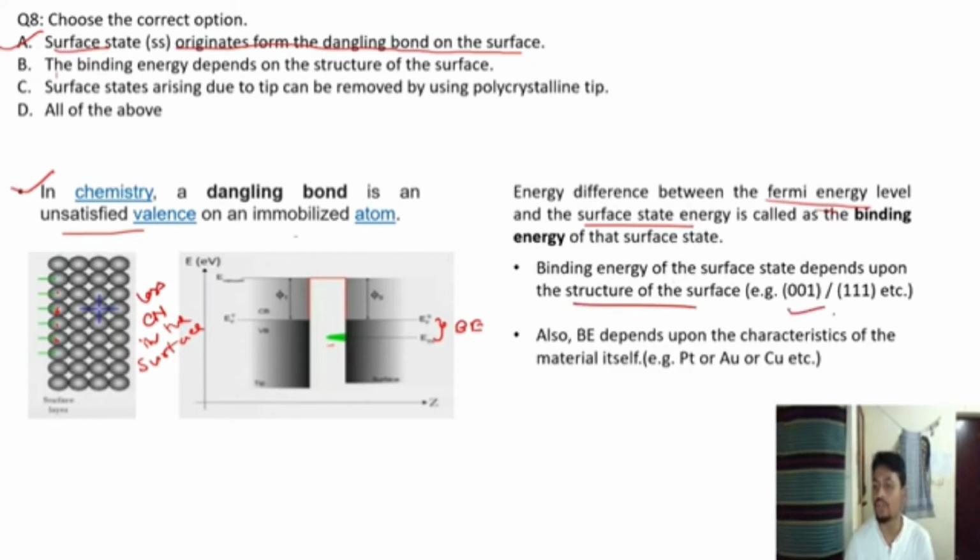So let's say this is a 100 or 001 or 111 surface. So depending upon the surface structure, the binding energy is going to be different, and also the nature of the material. So let's say you are taking platinum or silver or copper.